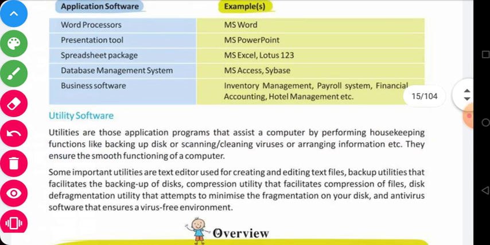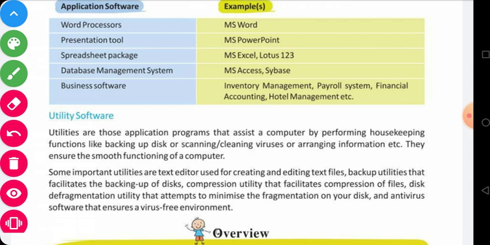And the third type of software is utility software. As the name suggests, utility software provides certain utilities so that our computer works efficiently without any error. Utility software are those application programs that assist the computer by performing housekeeping functions like backing up disk, scanning, and cleaning viruses. These types of software come under the category of utility software. An example of utility software, the famous one, is antivirus. What does antivirus do? Antivirus generally protects our system from various kinds of malicious messages, software, and programs.